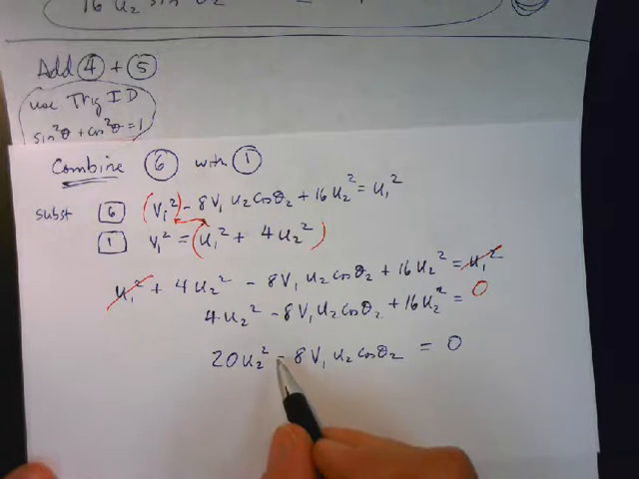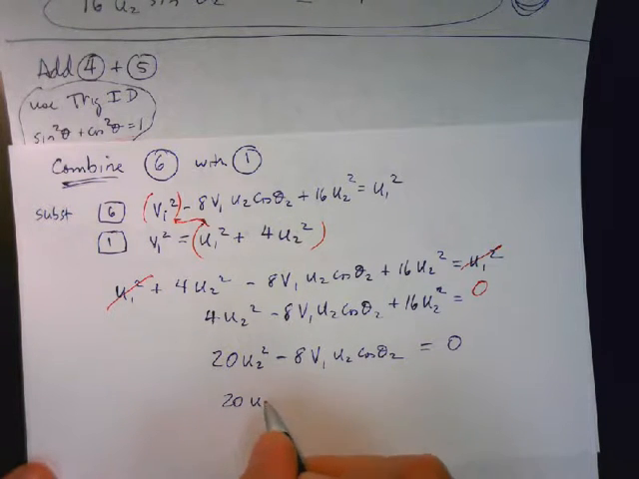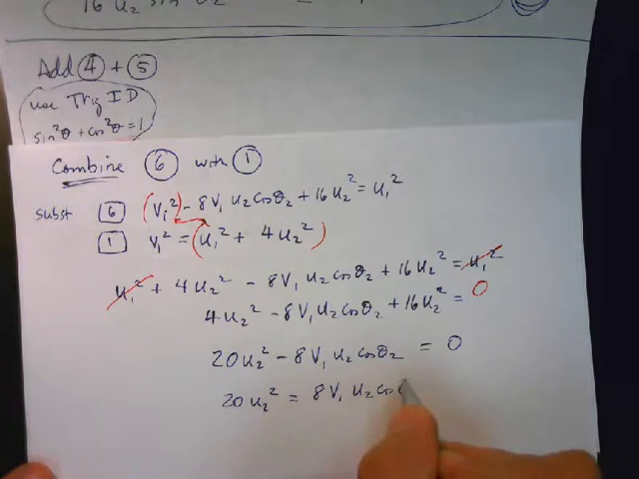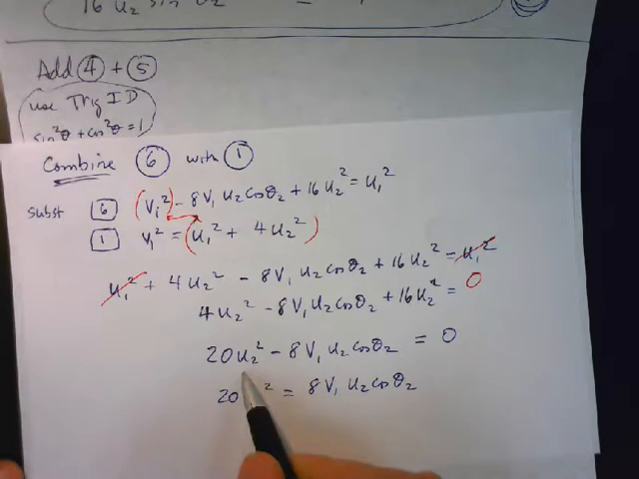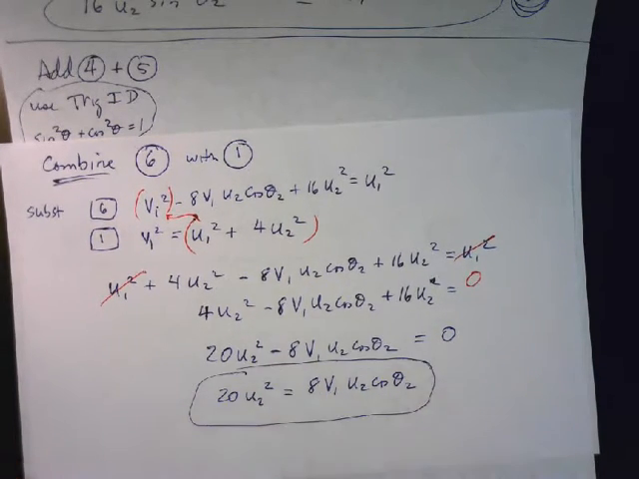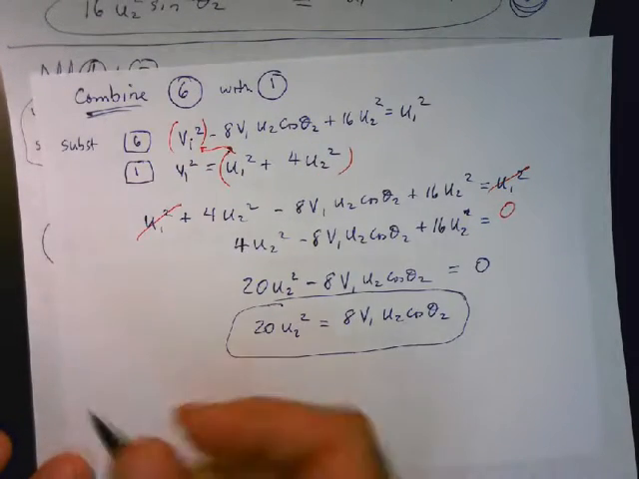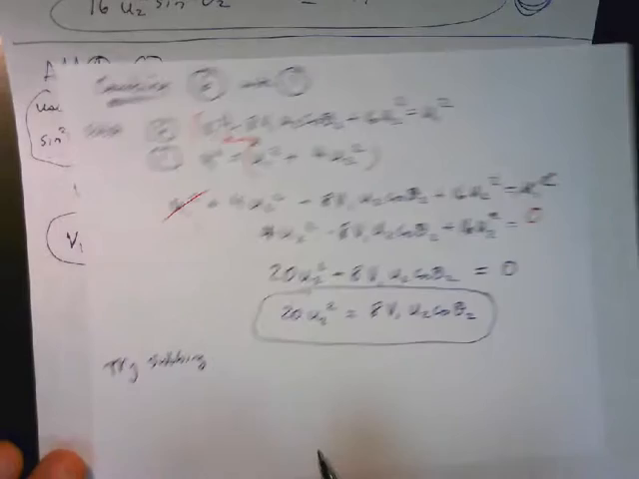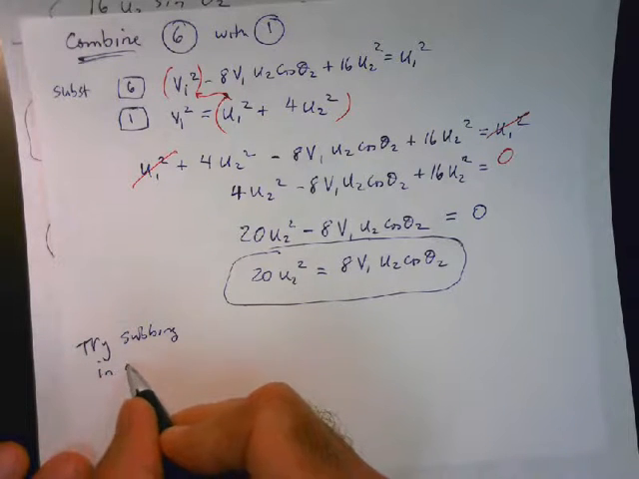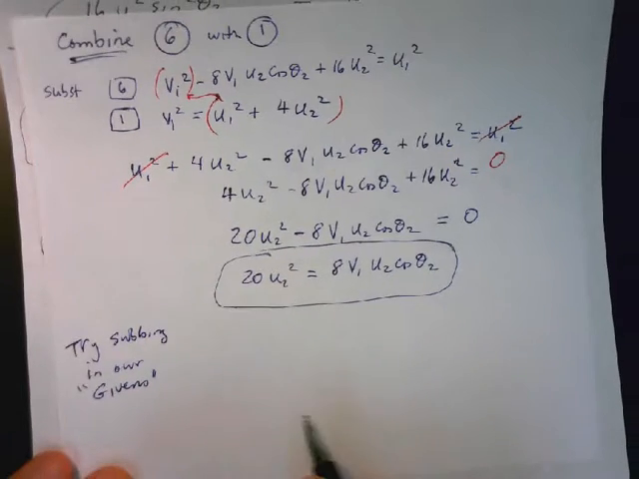Well, maybe I can just, since we can move this over to the other side, we get 20u2 squared equals 8v1u2 cosine theta 2. Okay. Well, that's pretty good. And we have some things that we already know, right? So let's try subbing in our givens. Remember what our givens were?